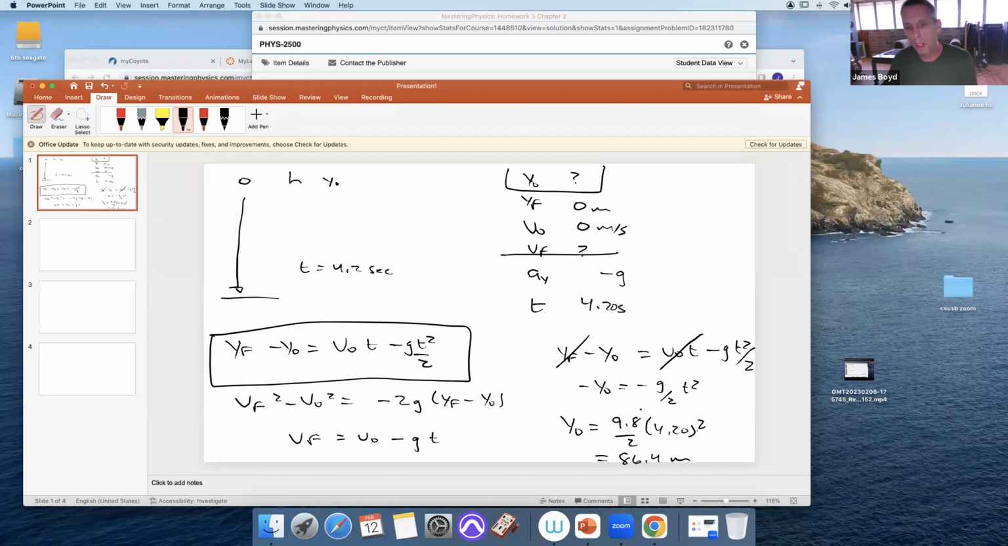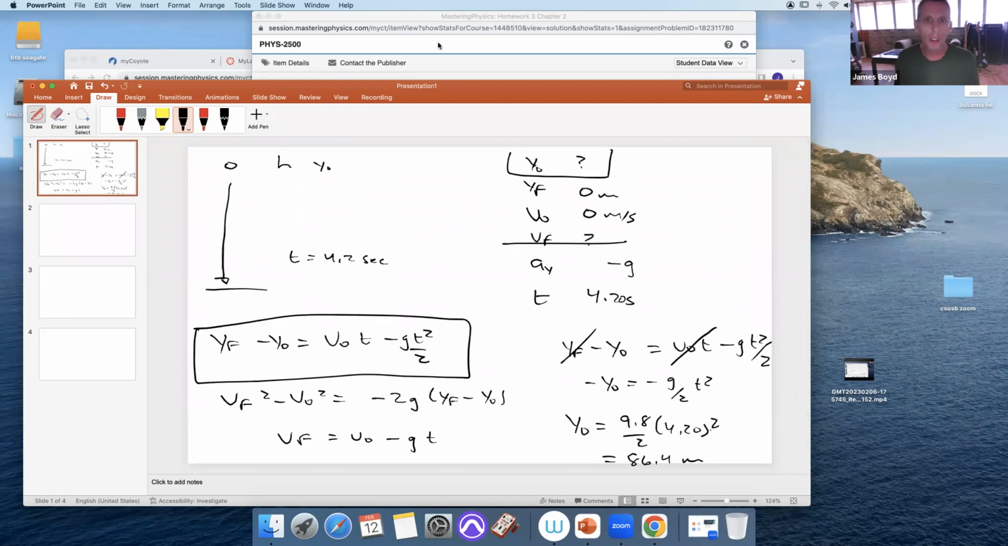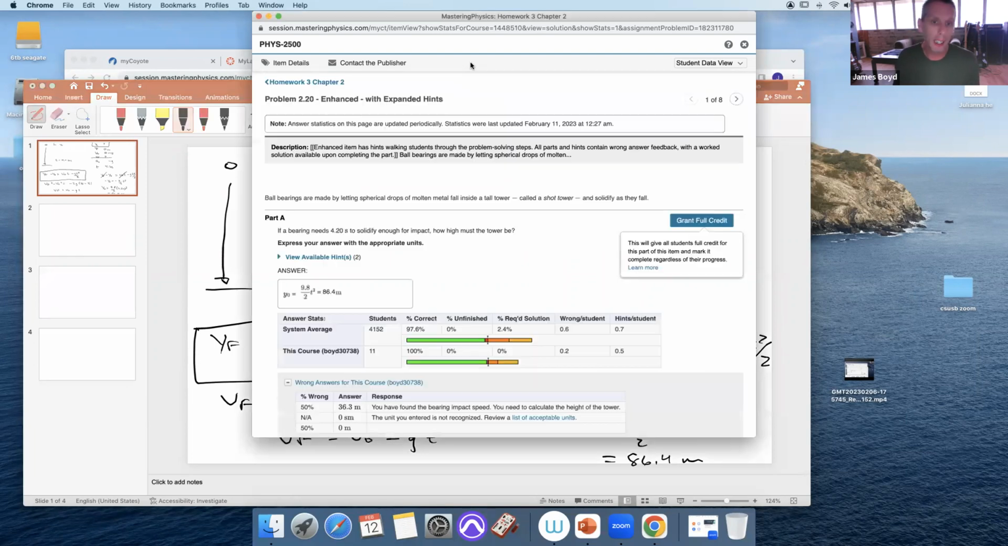86.4. So all you have to do, really, the problem is that you need to be able to write down your variables, and it's not obvious that they're starting from rest. It's obvious, maybe not obvious, that the initial position will be the ground, which is 0.